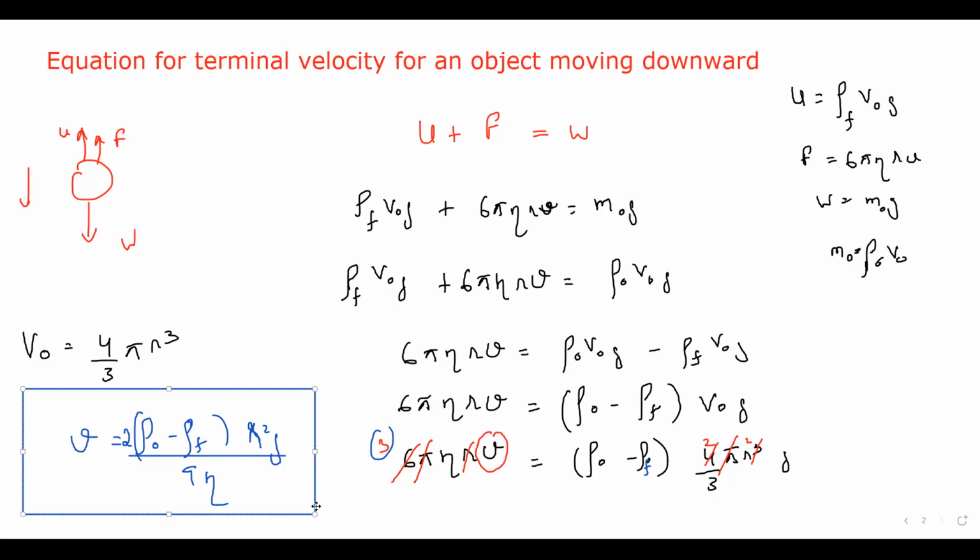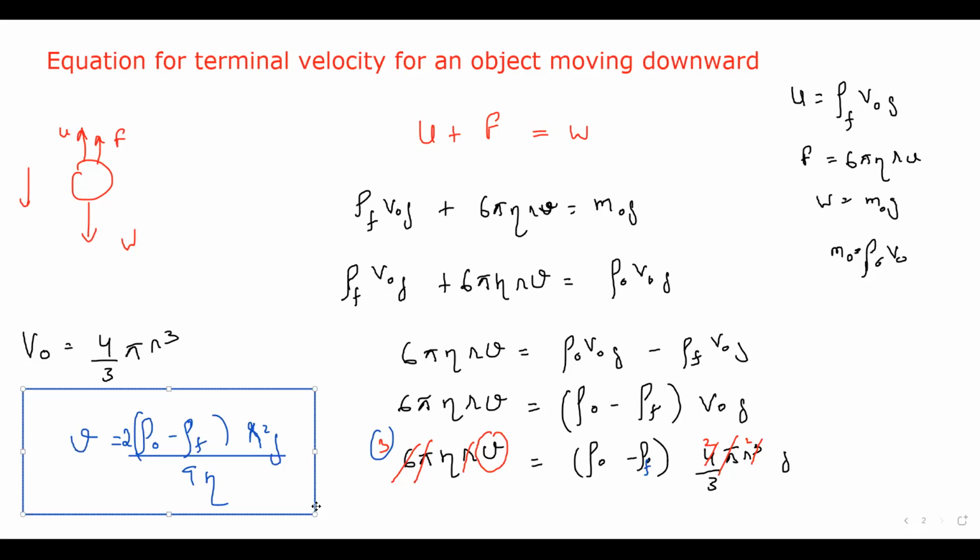You have to learn or memorize this formula, and it is only valid for spherical objects which are moving at a slow speed and where the fluid flow around the object is laminar flow. If it is turbulent, then this formula is not valid. So the object should be small, the fluid flow should be laminar, and the object should move at a slower speed.